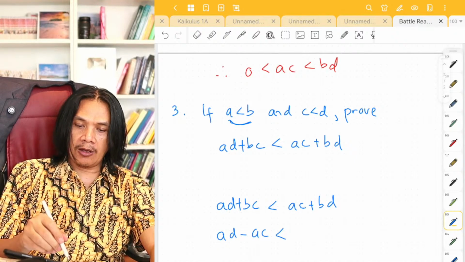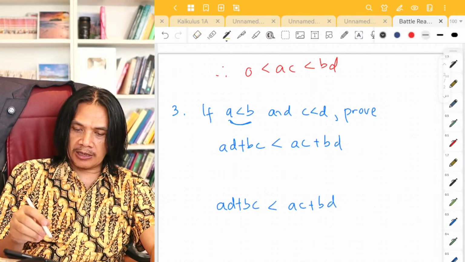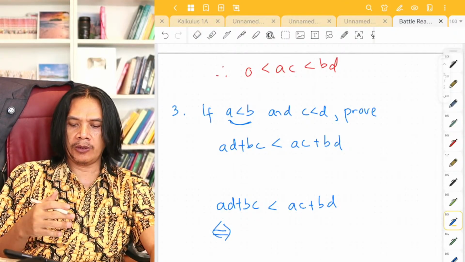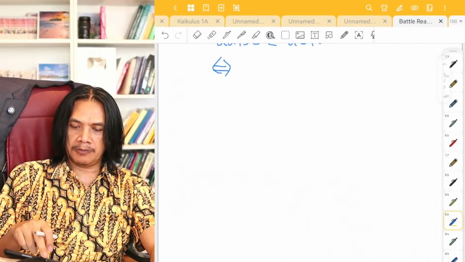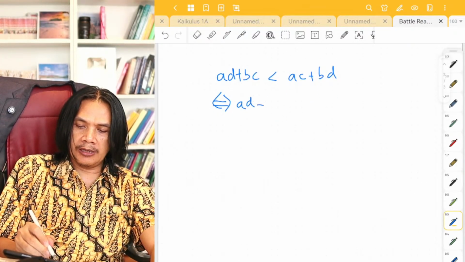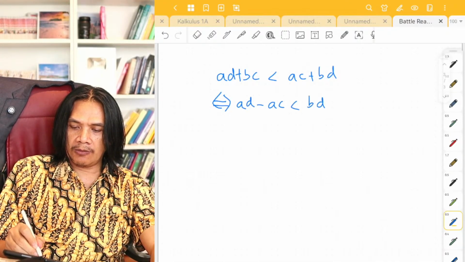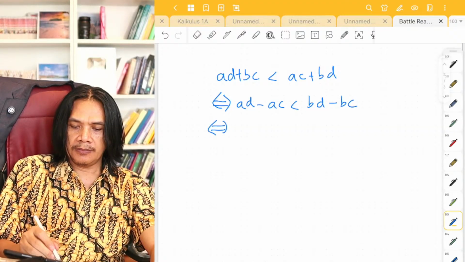So basically we are doing it backwards. We say that this expression is equivalent to what expression? Hoping that we can get some expression that we can use more easily, right? So AD minus AC, we just restate what we are trying to prove. And this one is what? A.